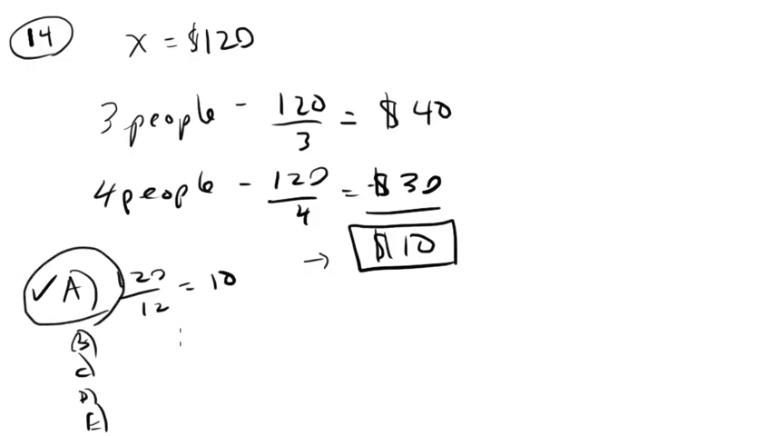Now, the algebra method is a little bit more complex, but not that bad. All right, so if there are 3 people dividing the boat, they each will pay X divided by 3. Now, if there are 4 people dividing the cost, it's X divided by 4. And the difference in how much these people pay versus these people pay will just be this fraction.